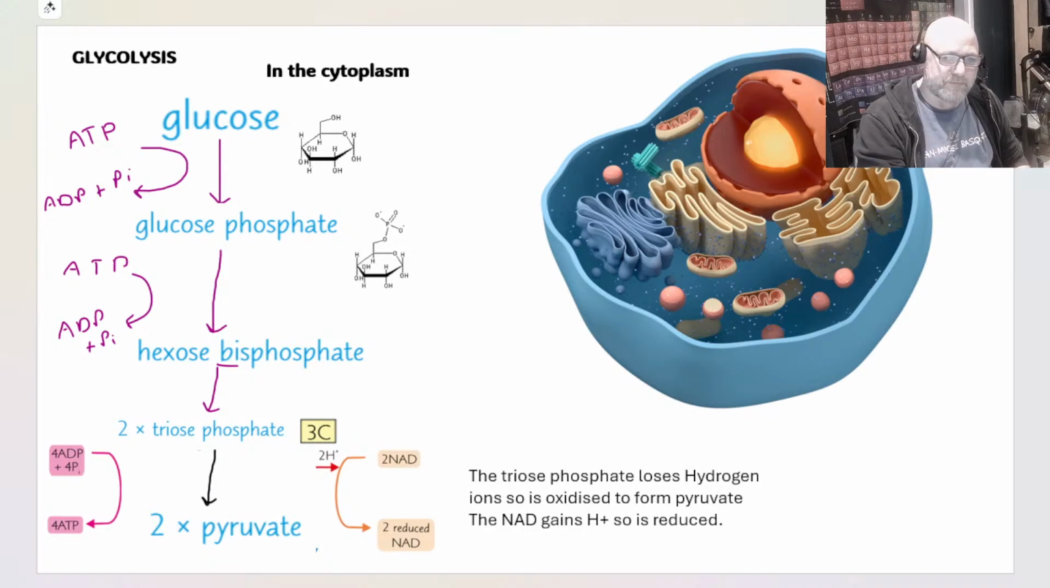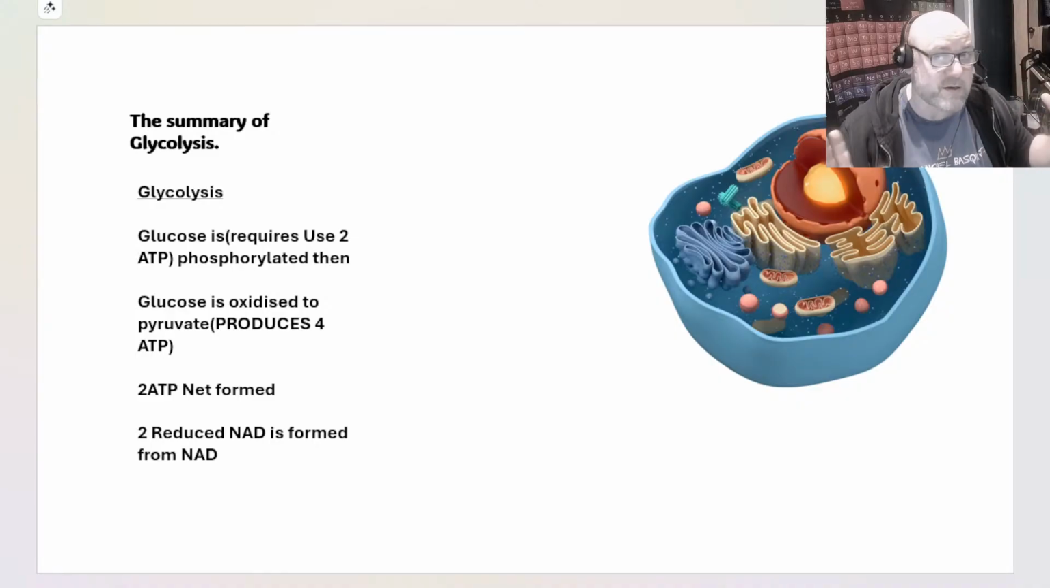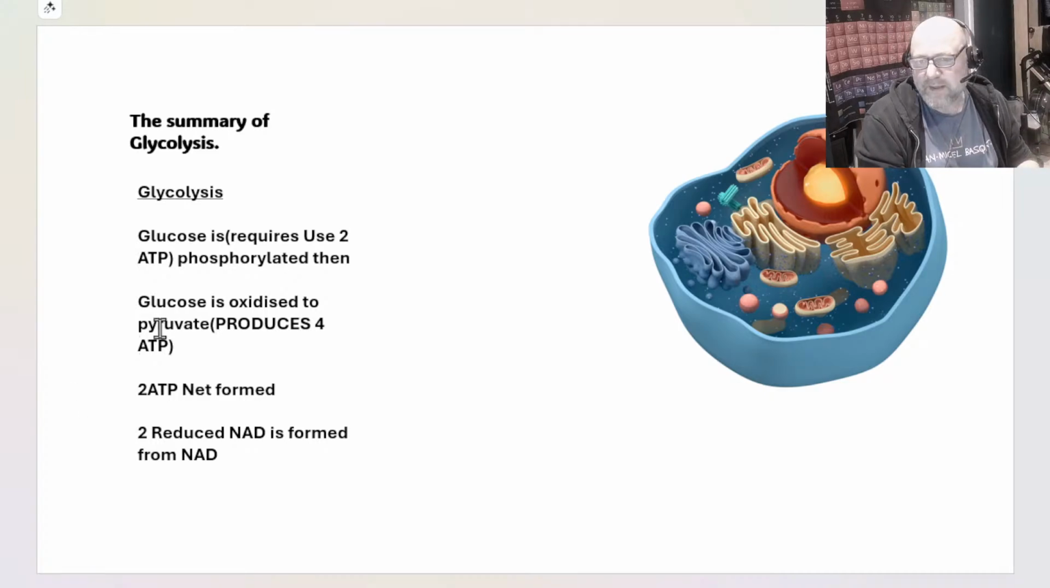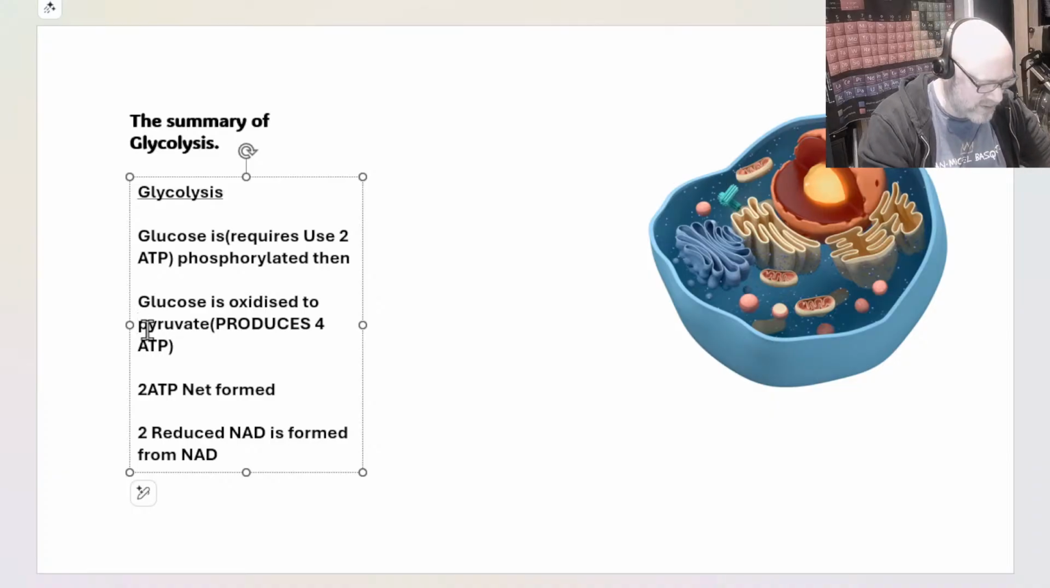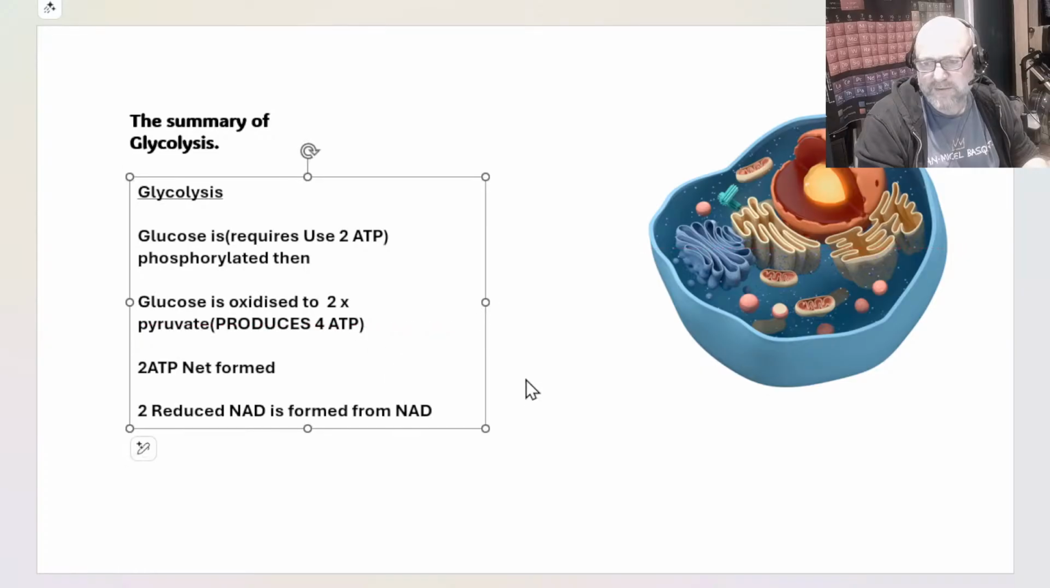So, summary of glycolysis. This is what I would put on a revision card if I was summarizing glycolysis, which is the first part of anaerobic respiration and the hardest part. Glycolysis summary: glucose is phosphorylated, then the glucose is oxidized to pyruvate. One glucose becomes 2 pyruvate. I didn't really put that in there, did I? So let's put 2 times pyruvate. This is very messy, so it's best to make your own notes.